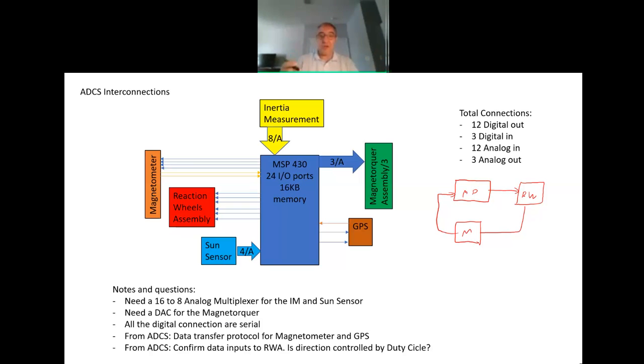No, you are correct. It's basically two things. One is how fast the reaction wheel has to spin, and that's defined with the pulse modulation. So the more pulses we have, the faster it spins. That's the way we control the velocity of the angular momentum, basically, of the reaction wheel.